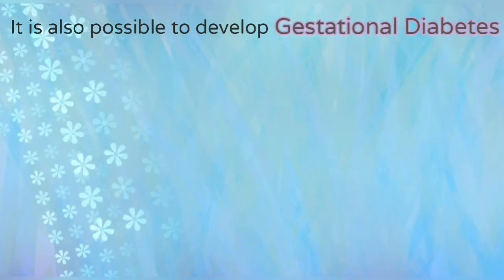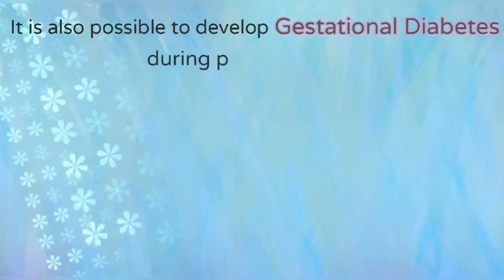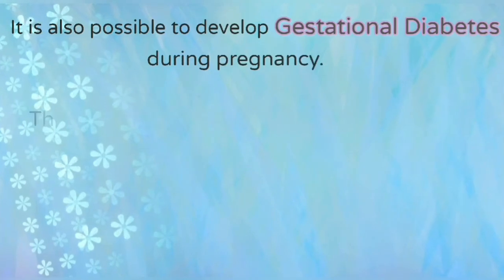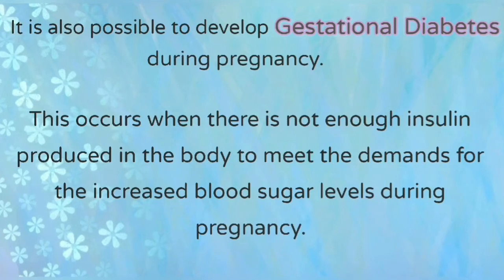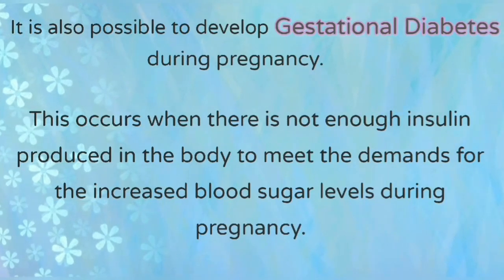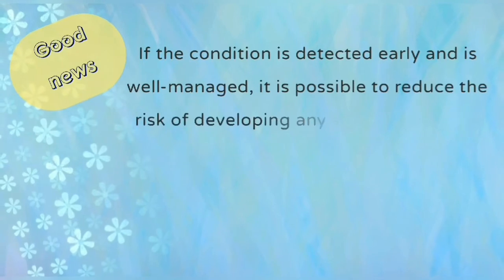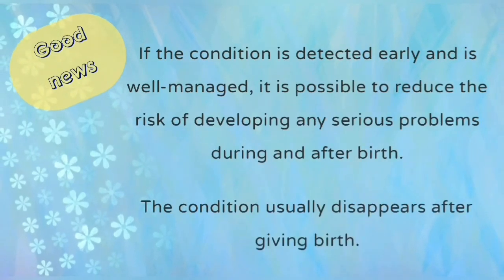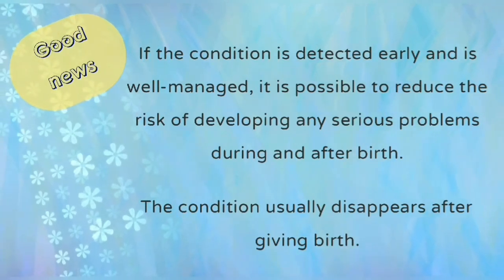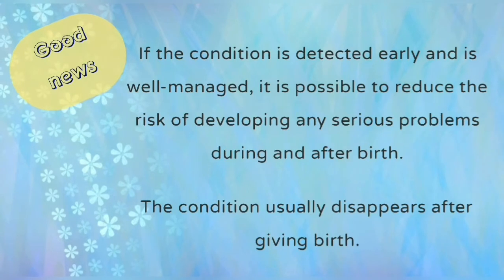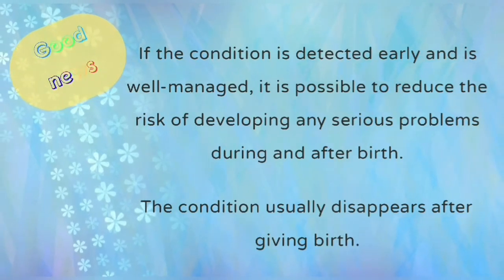As a little fact, it's also possible to develop gestational diabetes during pregnancy. This occurs when there is not enough insulin produced in the body to meet the extra demands for the increased blood sugar levels to do with pregnancy. This can definitely be a little scary and also surprising. However, if the condition is detected early and is well managed, it is possible to reduce the risk of developing any serious problems during and after birth. Also, this condition usually disappears after giving birth.